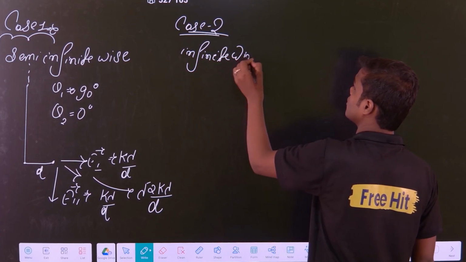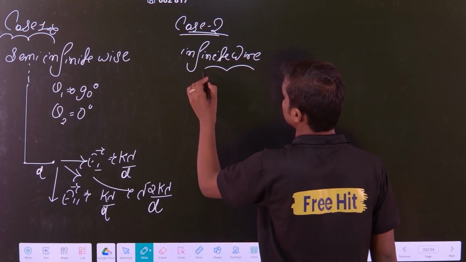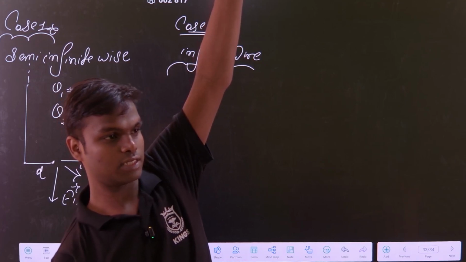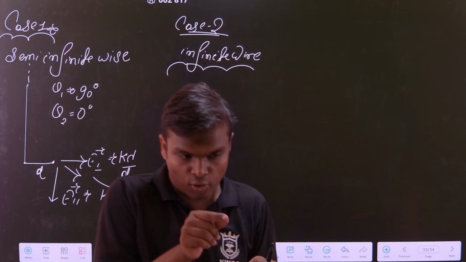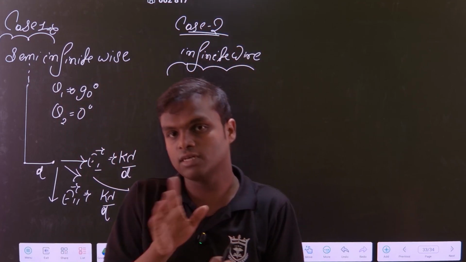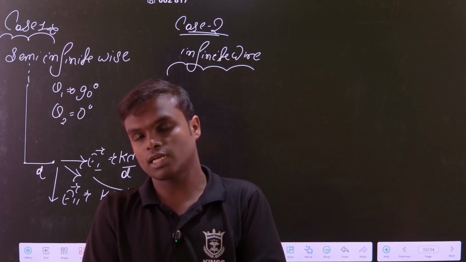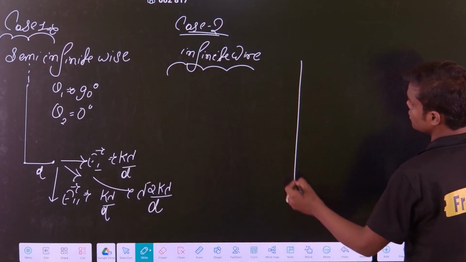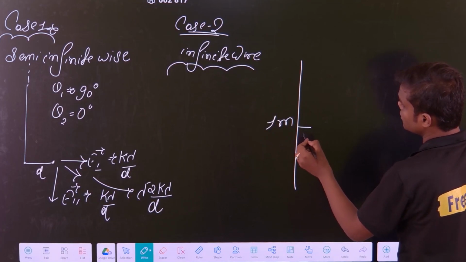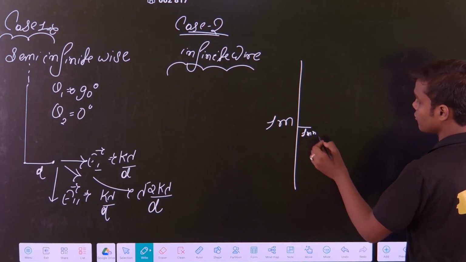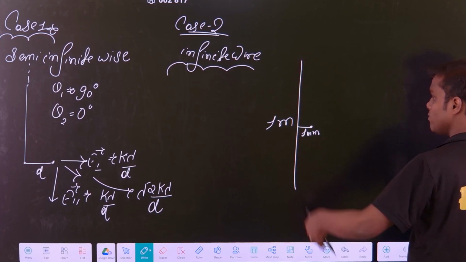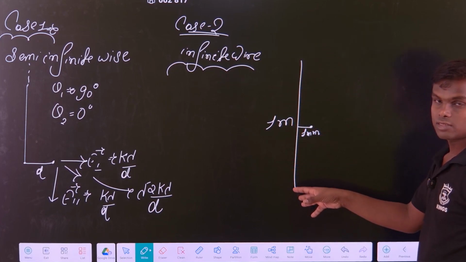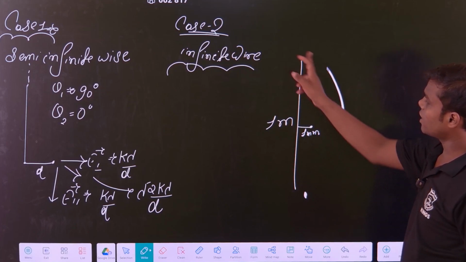Infinite wire. Just try to understand, there is nothing like an infinite wire, okay? Suppose the length of the wire is 1 meter and the point at which I am asking to calculate the electric field is 1 mm away. Suppose this length is 1 meter and this distance is 1 mm. So for this point, this length will be very big. So here, can we apply the infinite wire concept?